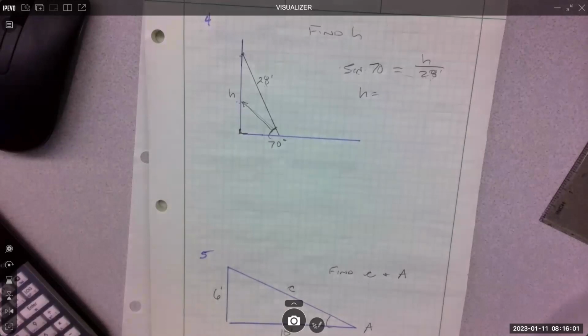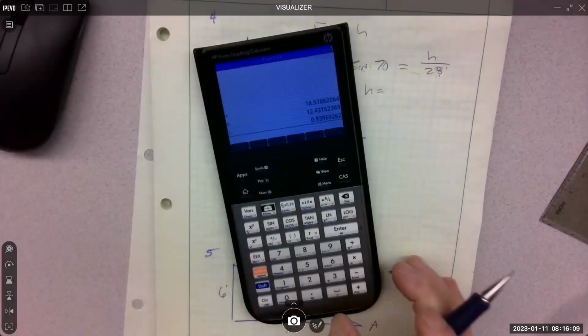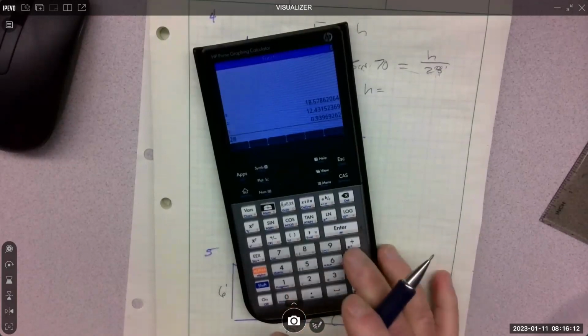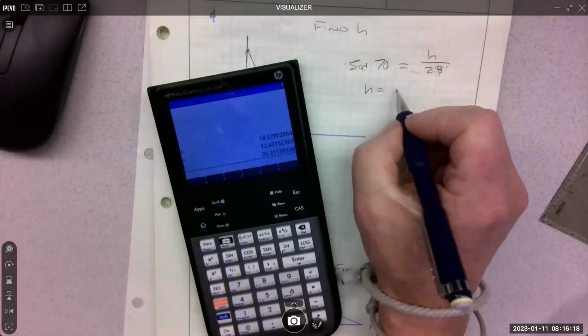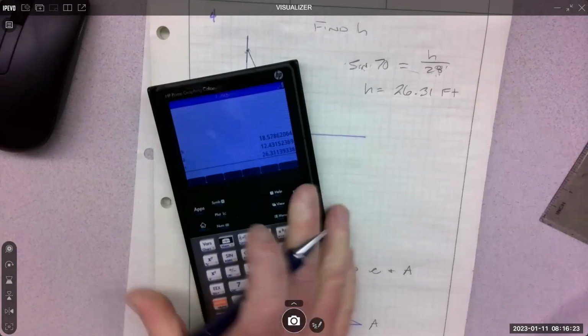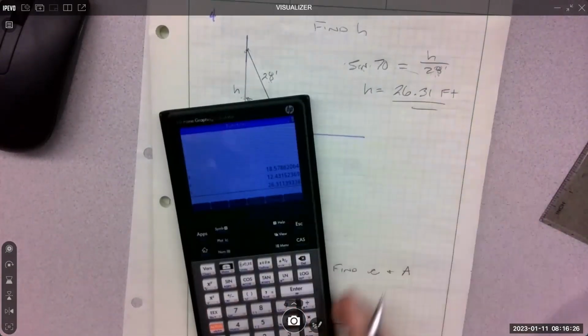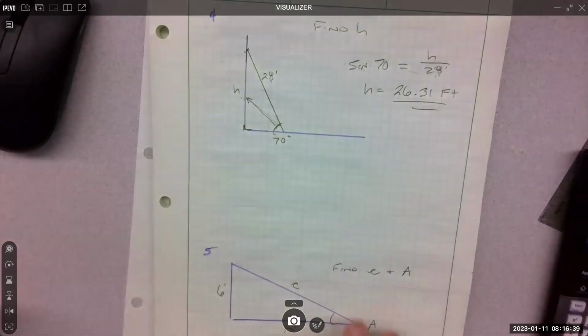70. $28. All right. $26,311. Vertical height. Good. And 5.